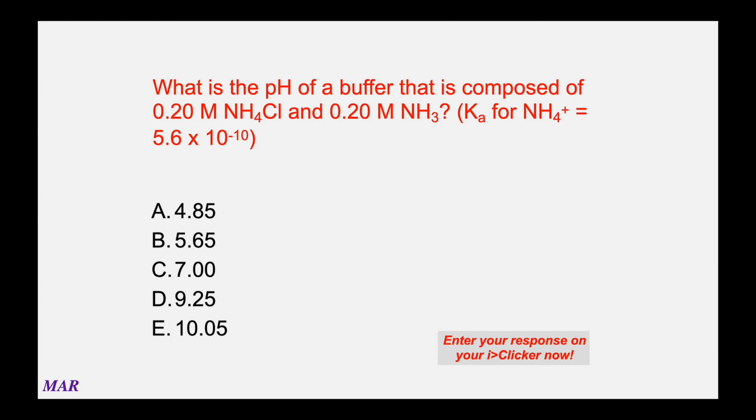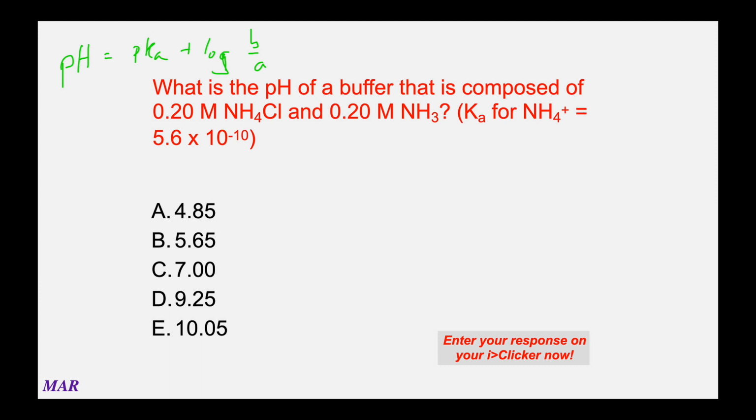You could pull out the plus X and minus X like we talked about in lecture. However, I highly recommend you start thinking about the good old Henderson-Hasselbalch equation. pH equals pKa plus log base over acid. Now, pKa comes from Ka, so minus log of 5.6 times 10 to the minus 10th gives you the pKa.